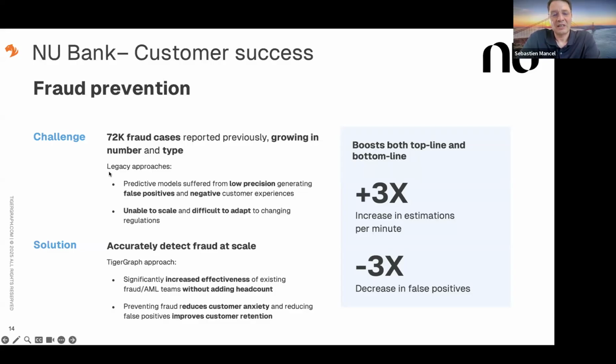So the lesson here is that fraud detection isn't just about better algorithms. It's also about having the right entity resolution in place to give those models the context they need.